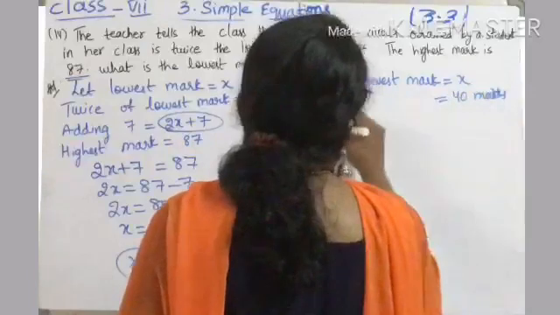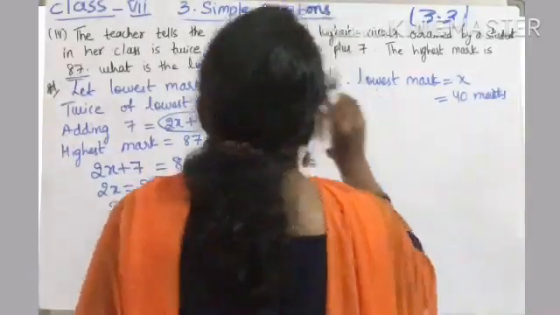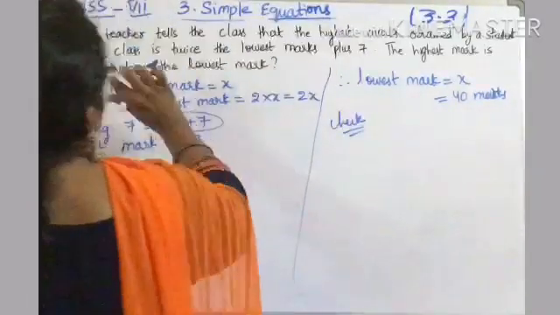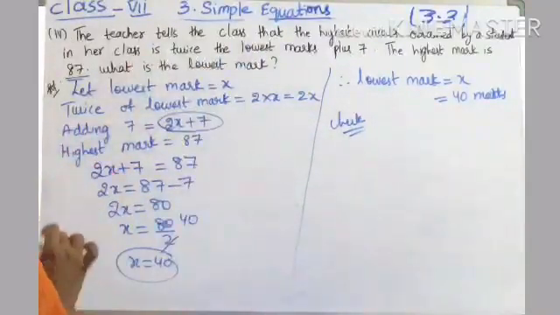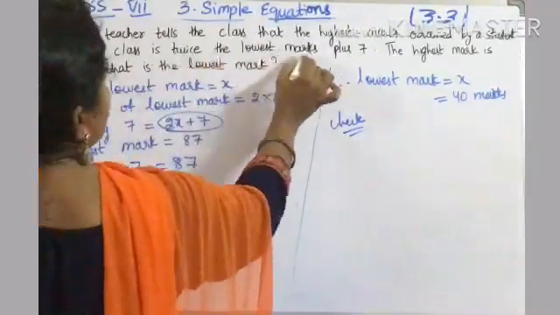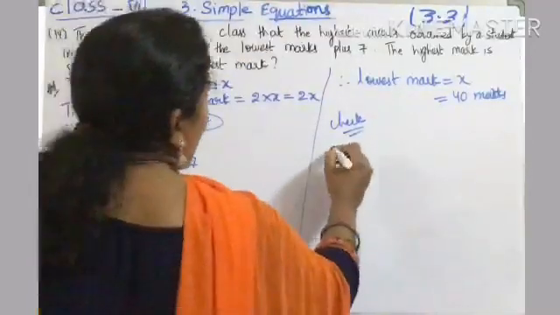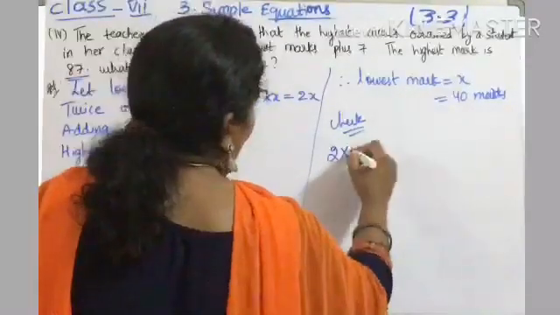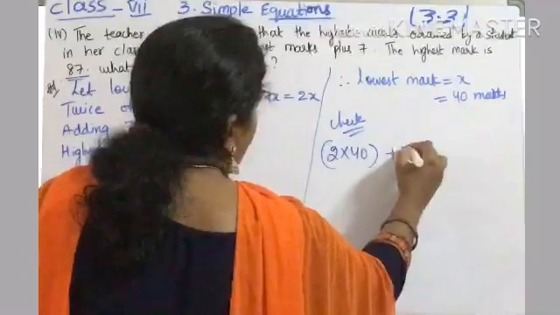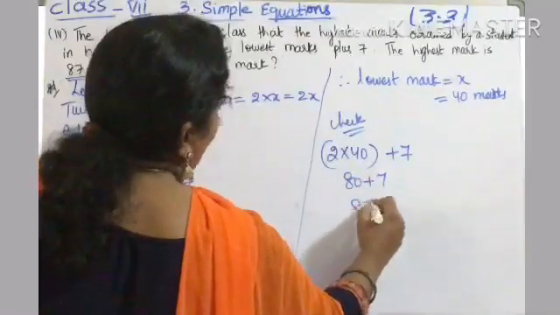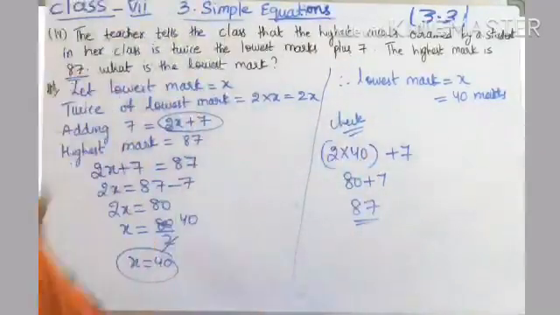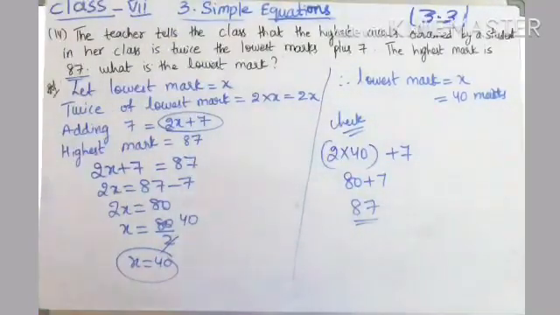Understood this? If you check, what is the condition here? The highest mark obtained by a student in the class is twice the lowest mark plus 7. So twice the lowest mark is what? 2 forties are 80. 80 plus 7 gives you 87. That is only the highest mark in the class.